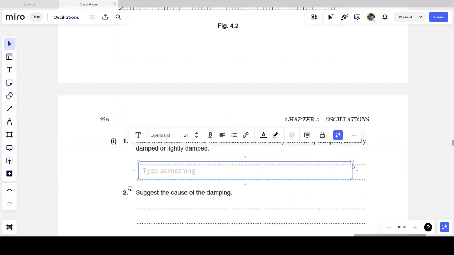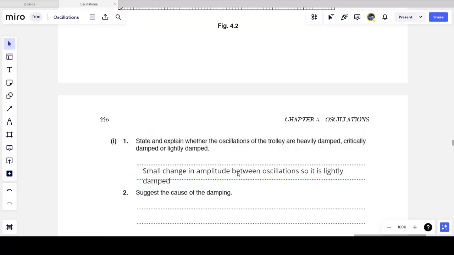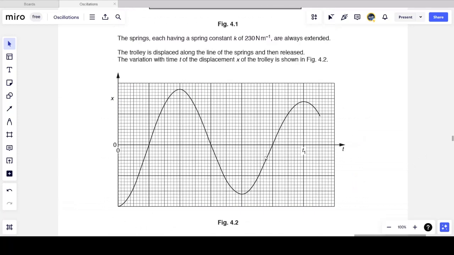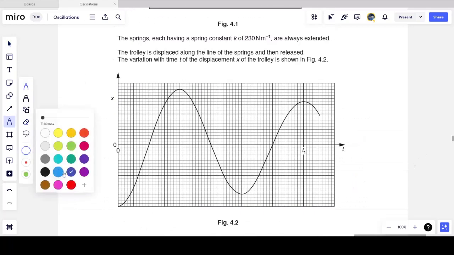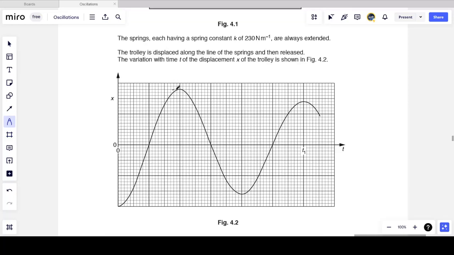Well, I can see that the oscillations keep going, and the amplitude only drops very slightly after each subsequent oscillation. So what I can say is that there's a small change in amplitude between oscillations, which tells us that it is lightly damped, or this represents light damping. So a very small change in amplitude between oscillations, as we can see the amplitude is there, and then for the next oscillation it's not much less, and then for the next oscillation it's not much less, and this will continue for a while before it eventually comes to rest.